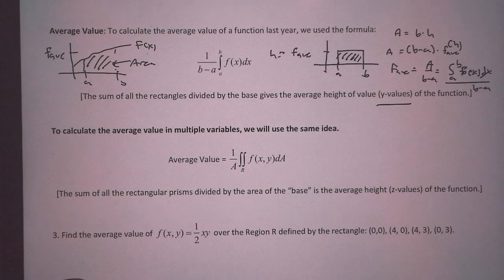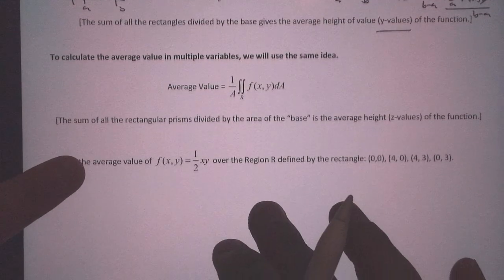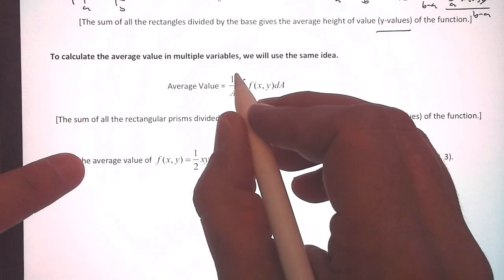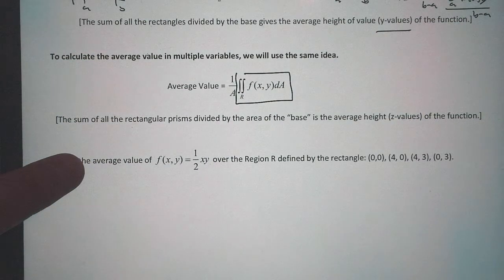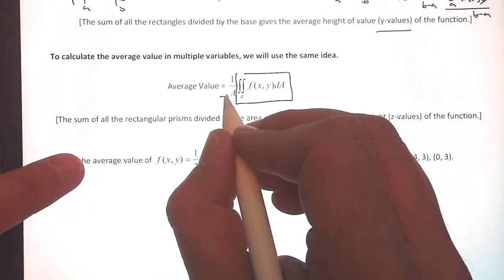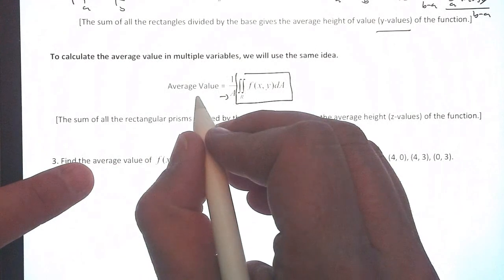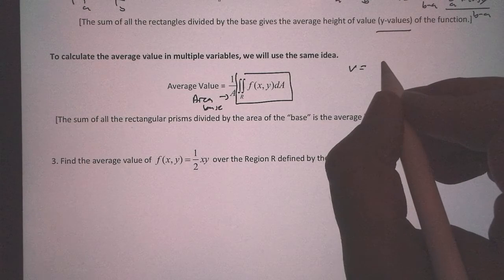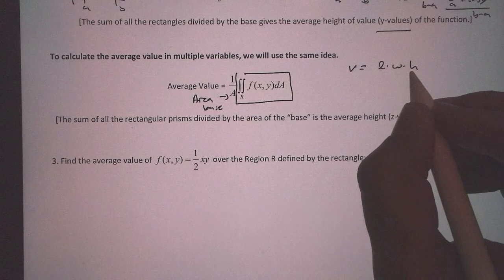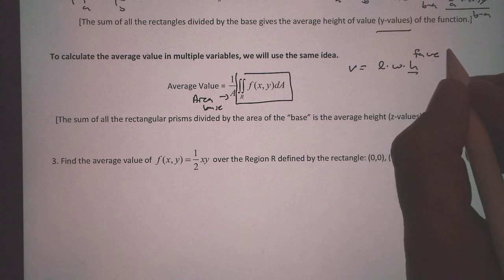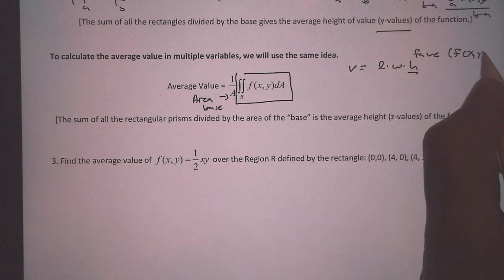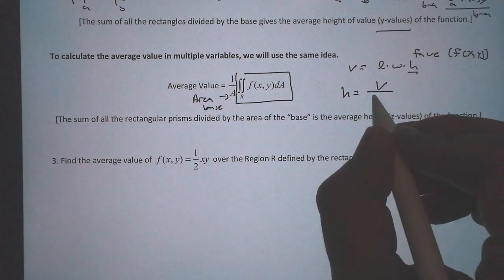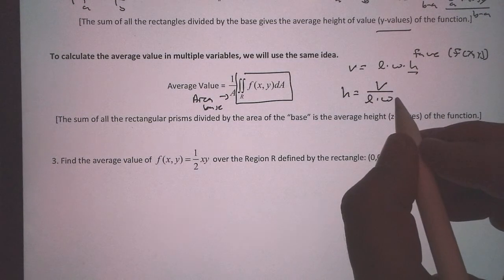The same is true for multivariable. To calculate the average value of multiple variables, we're going to use the same idea. But if you notice, in this case we're dividing by A. So this is going to give us the sum of all of our values. Well, this A down here, what does that A stand for? Well, that is just the area of the base. In other words, think about the volume of a cube: length times width times height. My height, remember, is my average value. In multivariable, that's f of x y. It's the average value of our z values. Well, I can solve for h by taking my volume and dividing it by my length and width. That's the area of our base.